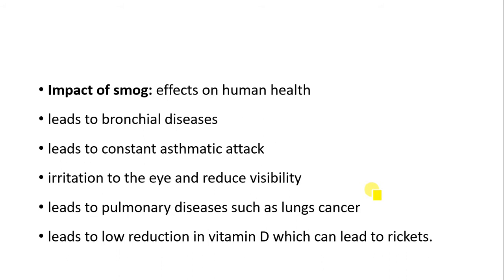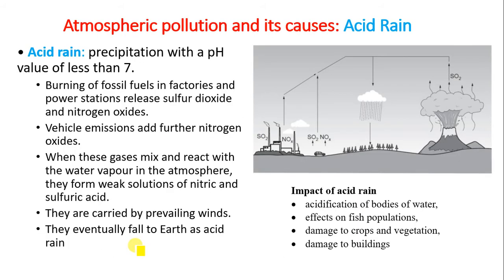Now, impact of smog. Smog has an impact on human health. It causes bronchial diseases. It leads to constant asthmatic attacks. It can lead to irritation of the eye and reduces visibility. Now, it leads to pulmonary diseases such as lung cancer. Now, it leads to a reduction in vitamin D, which can lead to rickets.